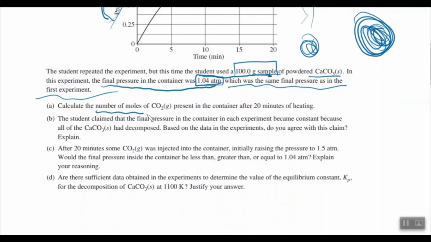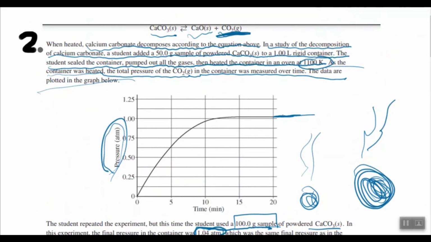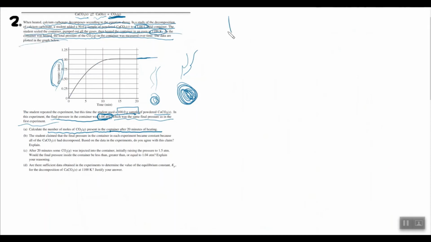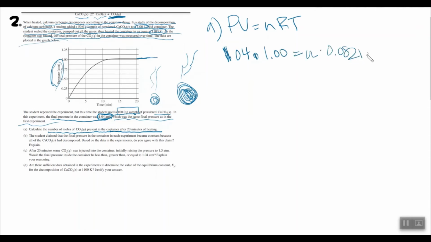A. Calculate the number of moles of CO2 gas present in the container after 20 minutes of heating. So we need the moles of CO2, we have the partial pressure of CO2, we have the temperature, 1100, and we have the volume. Hey, guess what? PV equals nRT seems like the perfect fit for this problem. So let's get going. PV equals nRT. Our pressure is 1.04 atmospheres, and our volume is 1.00 liters, and this is equal to the moles times 0.0821 times the temperature, which is 1100 Kelvin.